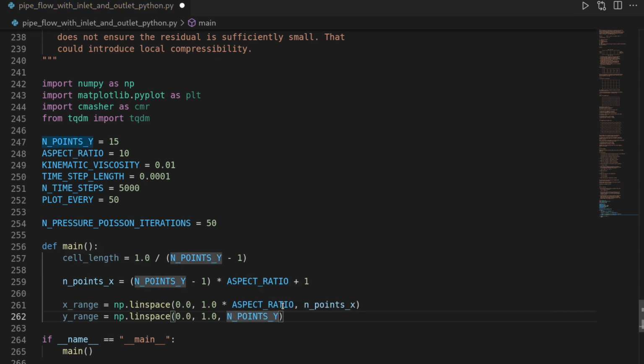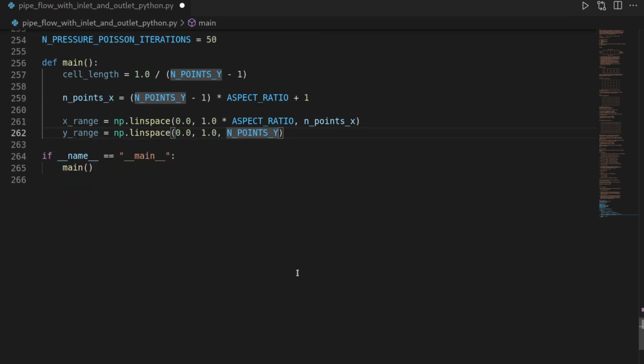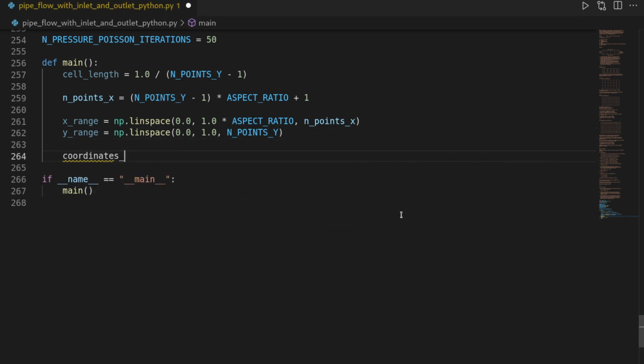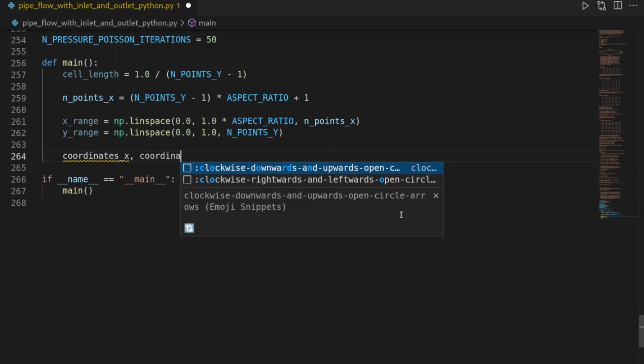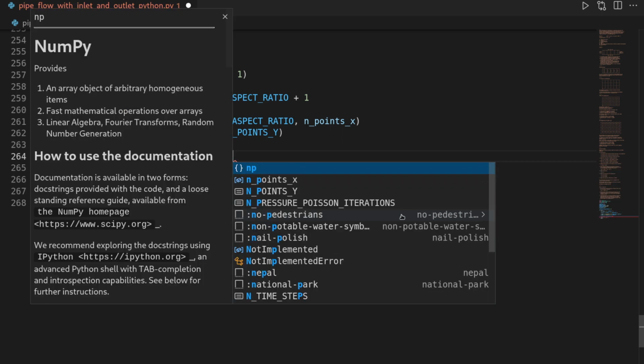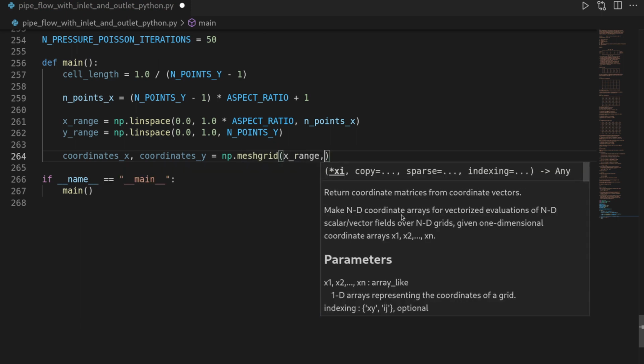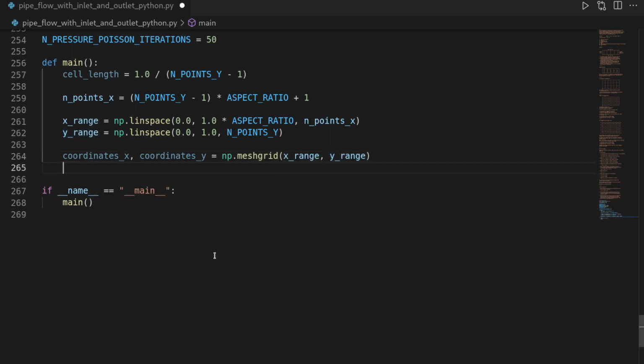Then we can use both ranges in order to create our 2-dimensional coordinates array. And this is done by saying coordinates in X, coordinates in Y, going to be numpy meshgrid of X range and Y range. And then we could already start with our time loop, but first I want to prescribe the initial condition. So this is going to be initial condition.